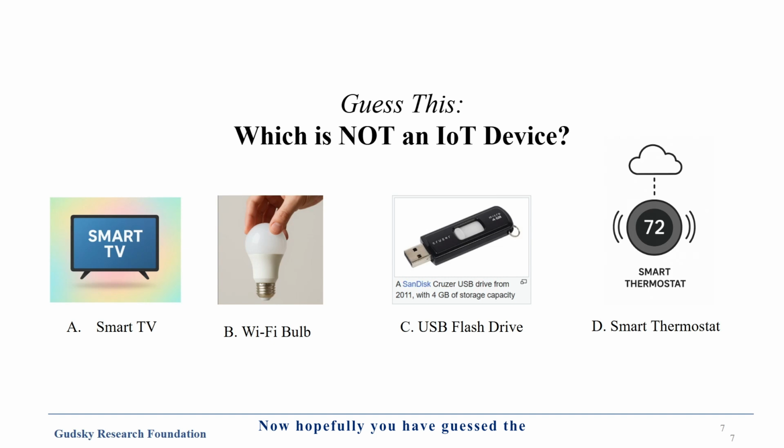Now, hopefully, you have guessed the correct answer. The answer is USB flash drive. Why? Because it doesn't connect to the internet. It doesn't send or receive data remotely. All the others have sensors, connectivity, and automation features. That's the key to being an IoT device. So the correct answer, which of these is not an IoT device, would be USB flash drive. It is not an IoT device.